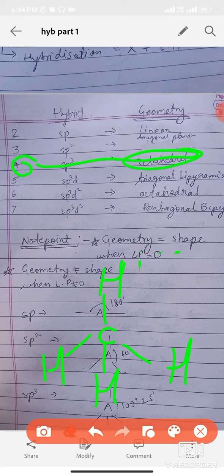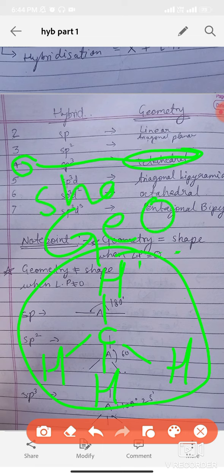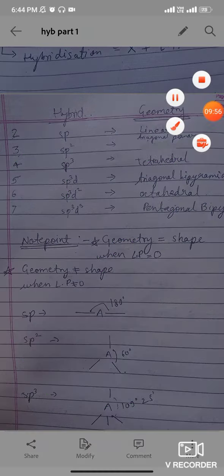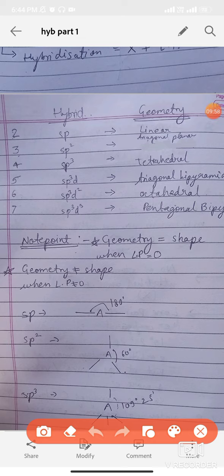And this whole thing is the geometry, as well as the shape. Why is this geometry plus shape? Because lone pair is 0. In the case of CH4, lone pair is equal to 0. As simple as that. If it is not equal to 0, then geometry is not equal to shape.